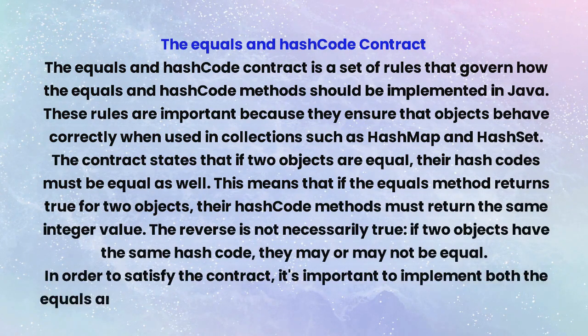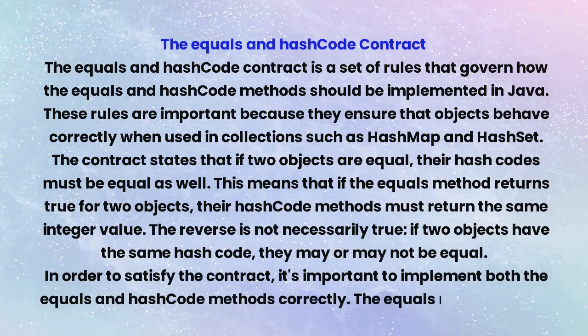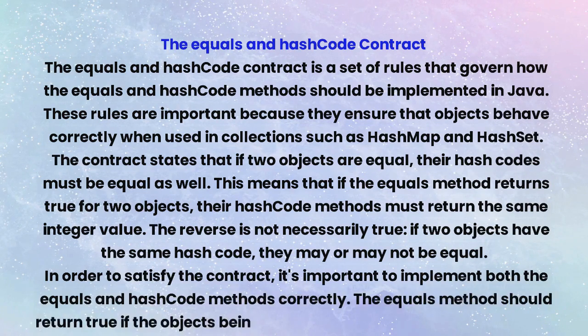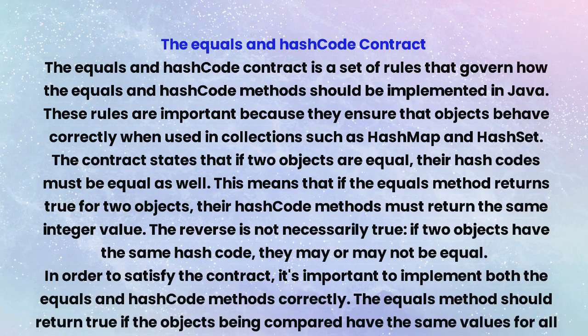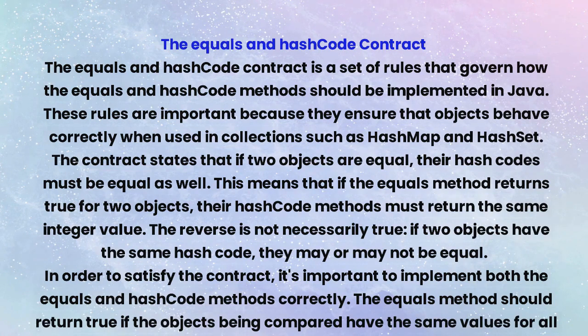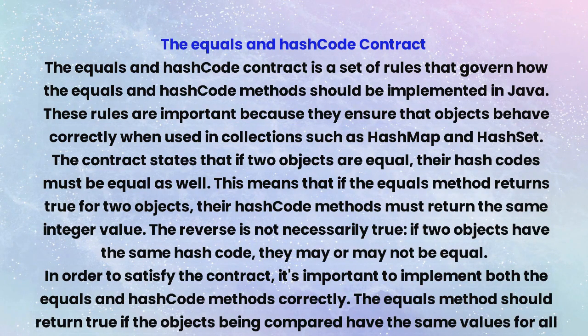In order to satisfy the contract, it's important to implement both the equals and hashcode methods correctly. The equals method should return true if the objects being compared have the same values for all of their fields. The hashcode method should return an integer value that is based on the values of the object's fields, so that if two objects are equal, their hashcodes will be the same.